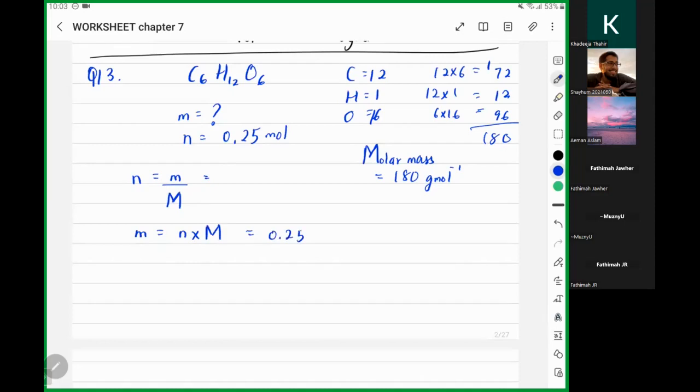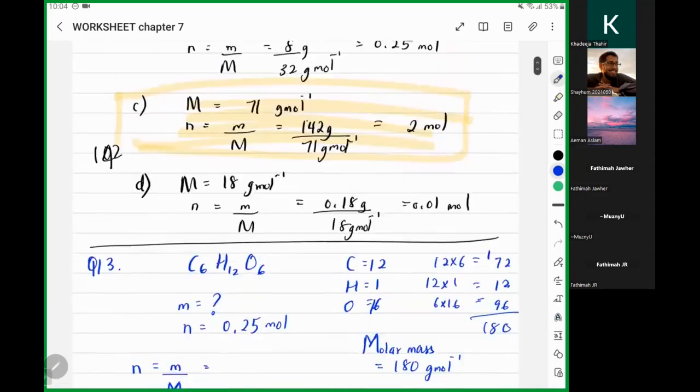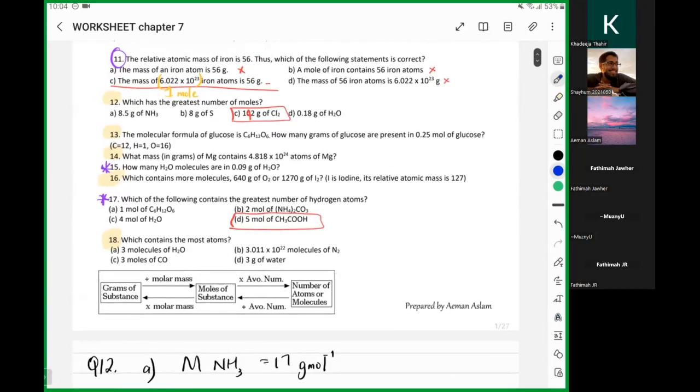0.25 mole multiplied by this, no? 180. Yeah. So you get 45. Isn't it? Yeah. So that's your answer. Next one. 13 done, 12 done.